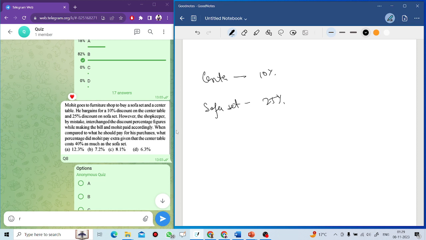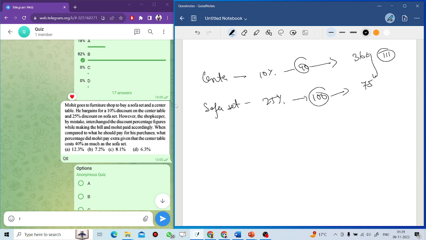It is given that the center table is 40% of the sofa set. So suppose the sofa set is 100, the center table will be 40. Now let us calculate the initial selling price when this exchange did not happen. 10% off 40 will be 36, and this will be 75, meaning 3 by 4. So in this case it will be 111.